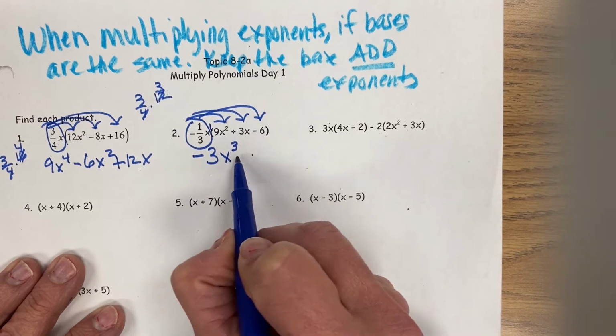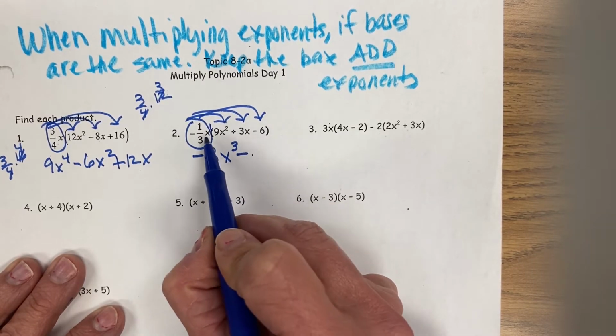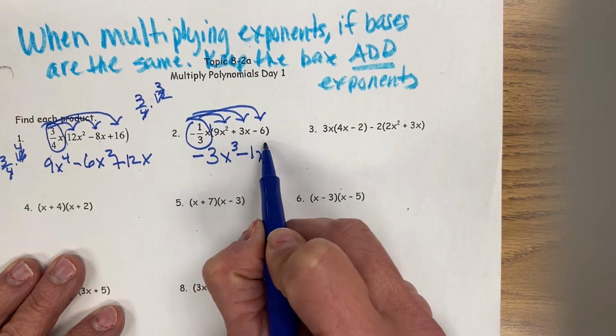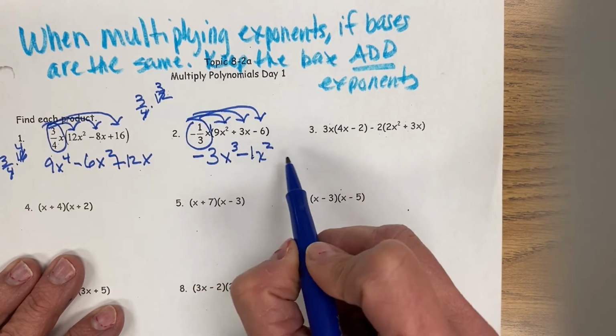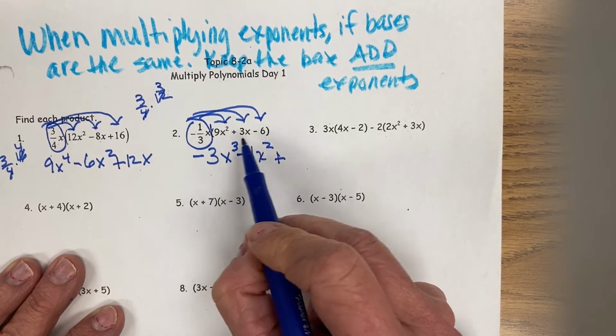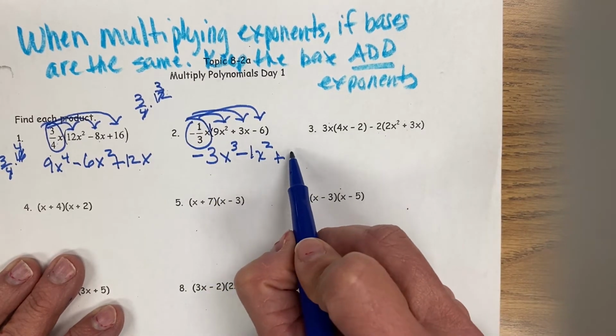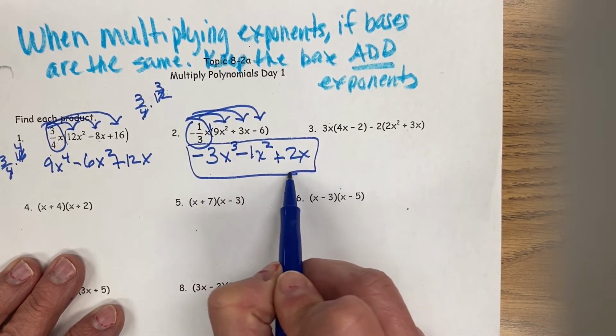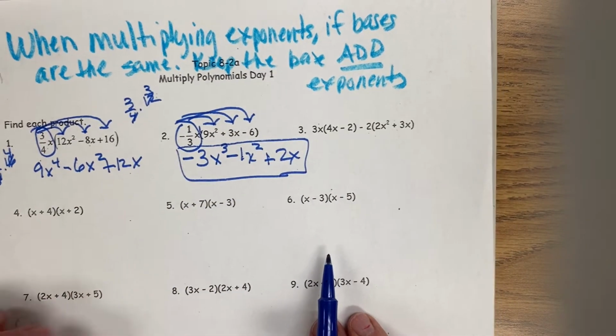A negative times a positive is a negative. -1/3 times 3 is going to give us 1x squared. A negative and a negative is a positive, and then 6 times 1/3 is going to give us 2x. Make sure that you have the correct order.